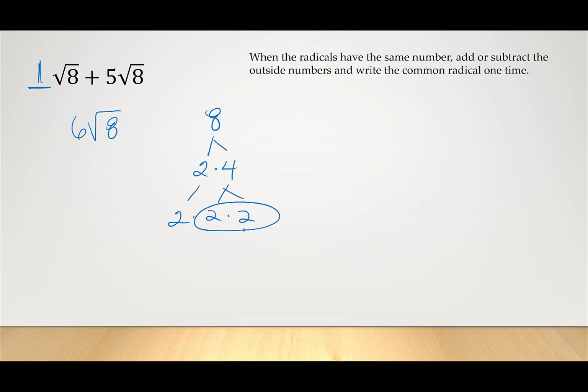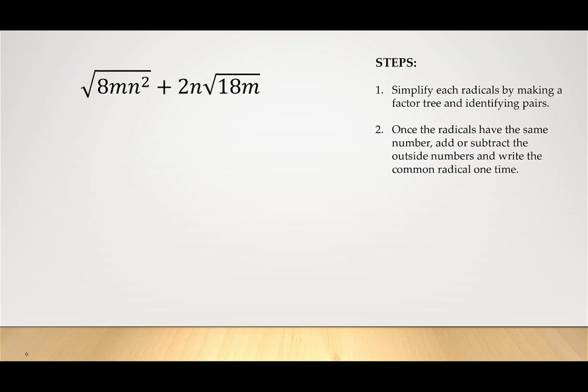This is the factor tree of 8. There is a pair of 2's, so we can bring a 2 to the outside. There was already a 6, so 2 times that 6, the square root of 2, is 12 square roots of 2. Let's talk about what if there's not the same number under the radical.